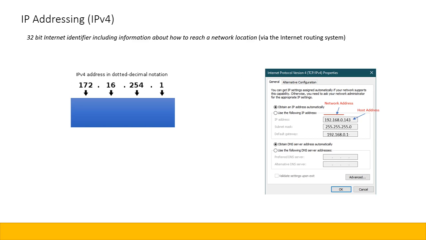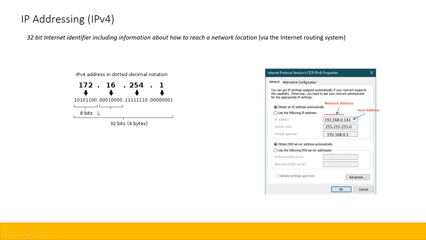So basically, what is an IP address? It's a 32-bit internet identifier, including information about how to reach a network location via internet routing system. So basically, it's an address which is used on the internet, and it consists of 32 bits. The example here is the IP version 4 IP address, which is, for example, 172.16.254.1. So it consists of 4 octets. Each octet consists of 8 bits, and we have 4 such octets.